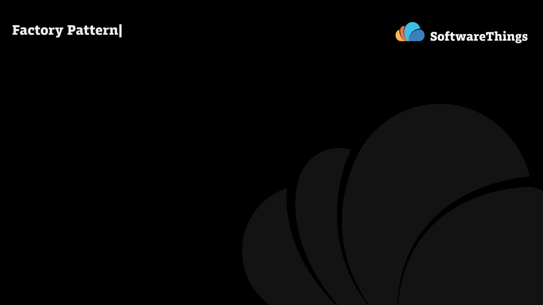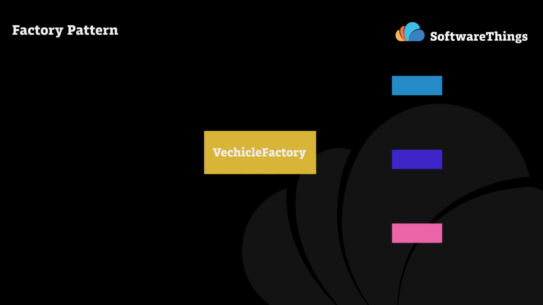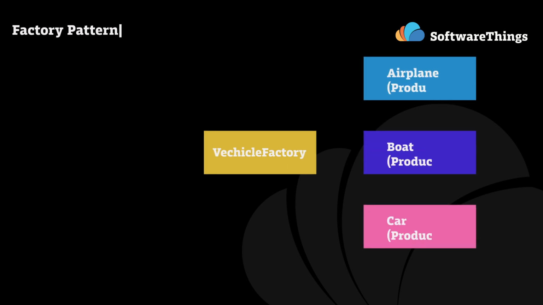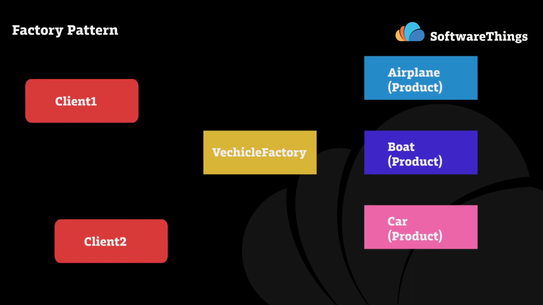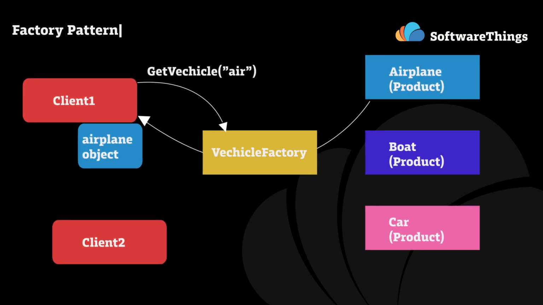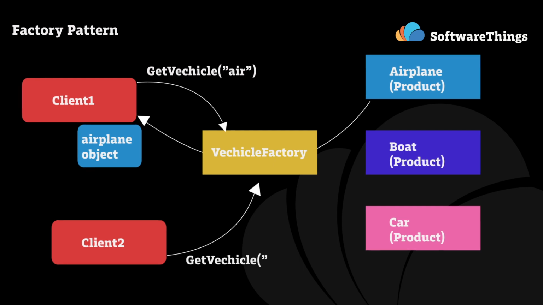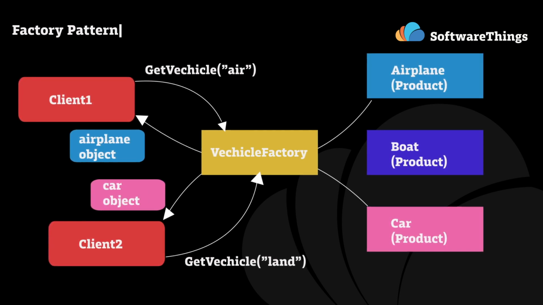Factory pattern. The factory pattern provides an interface for creating objects in a superclass, but allows subclasses to alter the type of objects that will be created. It is used to abstract the process of object creation and promotes loose coupling between client code and the objects being created. The factory pattern is particularly useful in scenarios where you need to create objects based on certain conditions and configurations, but you want to avoid exposing the object creation details to the client code.